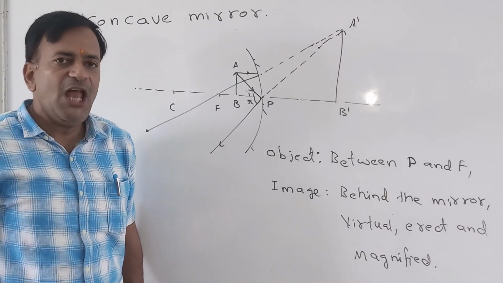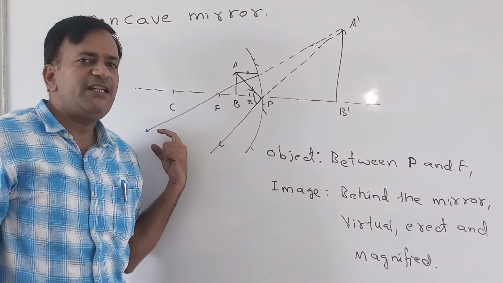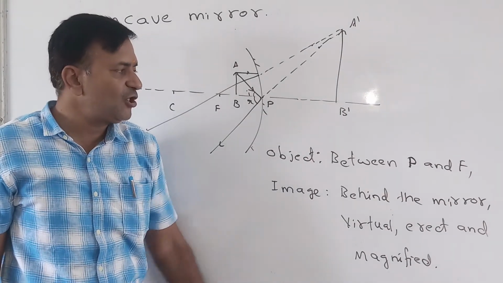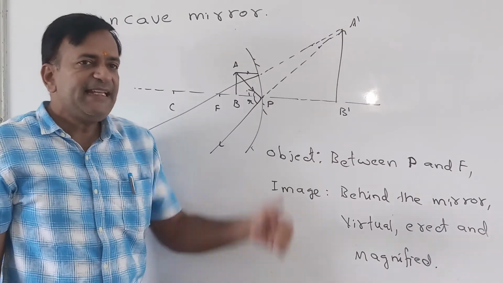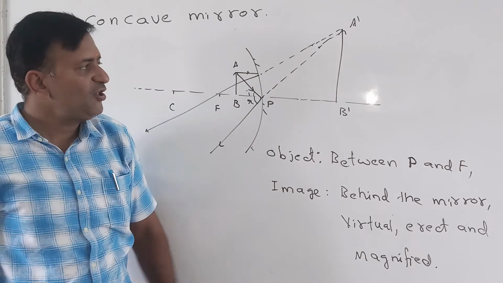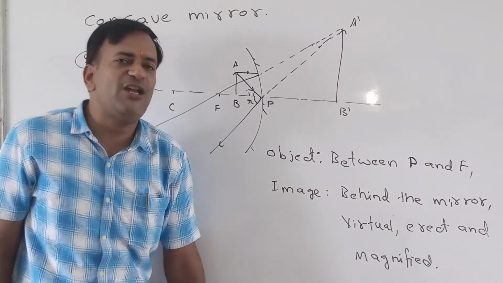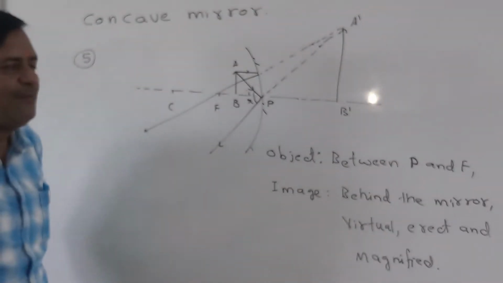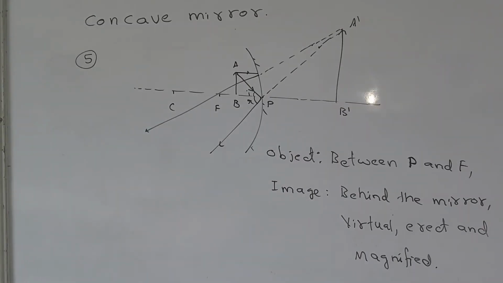Is the image real or virtual? How to decide? If they meet in forward direction, it gives real image. If they meet in backward direction, they give virtual image. So this image is virtual. Is it erect or is it inverted? So you can see it is erect, easy to see, and is it magnified or diminished? Obviously, you can compare the sizes of object and images. You will see that the image is actually magnified.